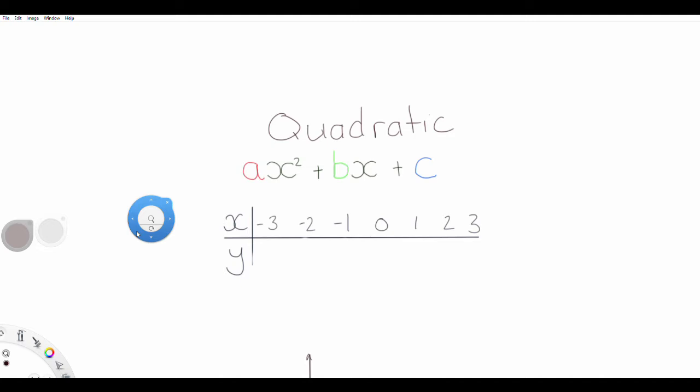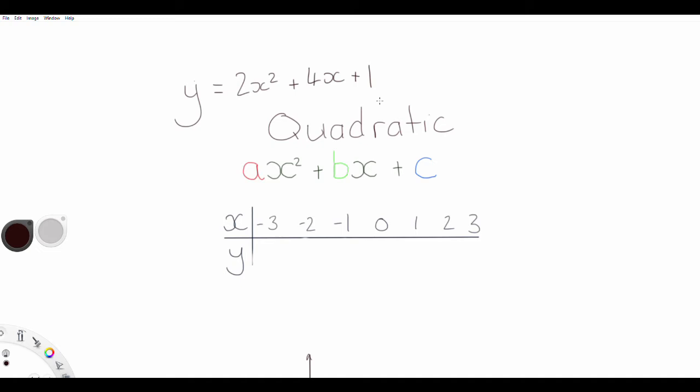To be a quadratic, it has to have an x squared term, so it has to have a with a value. B could be 0 and you might not have an x term. Likewise, c could be 0 and you might not have a constant term, or you could have a value for both of those. So let's think about an example. We might have y equals 2x squared plus 4x plus 1. So that is our quadratic equation that we're going to use for this example.